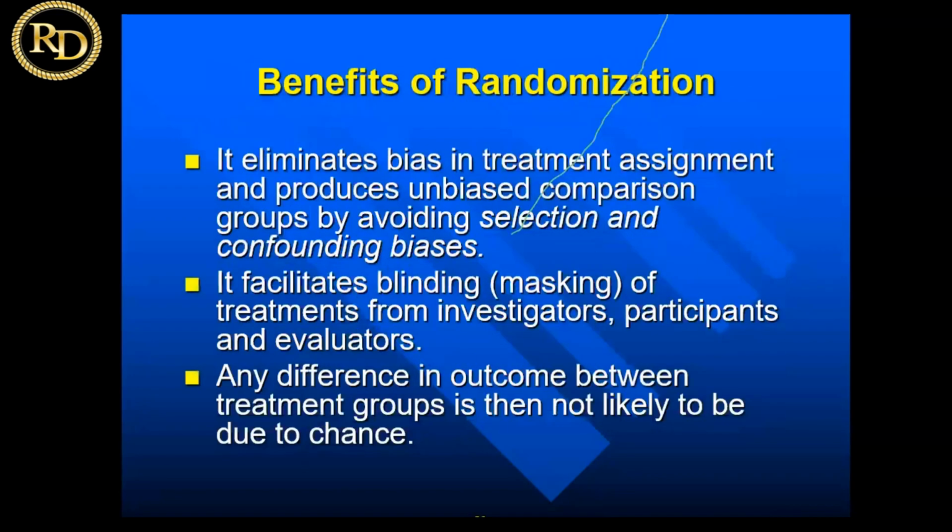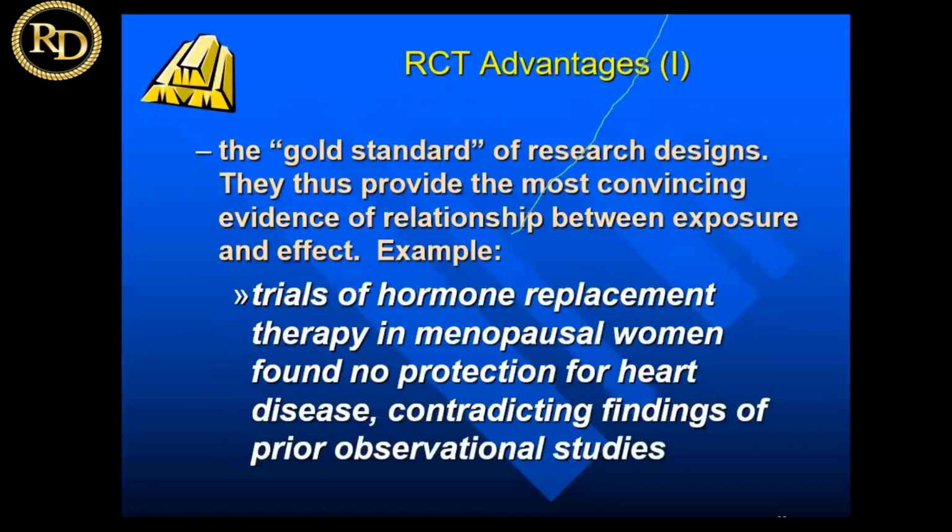So the benefits are, it eliminates the bias in treatment and produces unbiased comparison, provided you have controlled confounding bias and there is no selection bias. It facilitates blinding, masking of treatments from investigators, participants, and evaluators. Any difference in outcome between treatment groups is then not likely to be due to chance. No chance errors are here. So they are the gold standard, like trials of hormone replacement therapy in menopausal women found no protection for heart disease, contradicting findings of the prior observational studies.